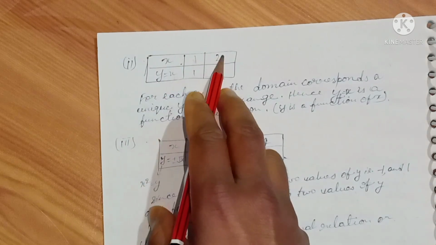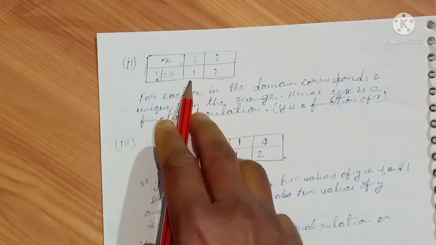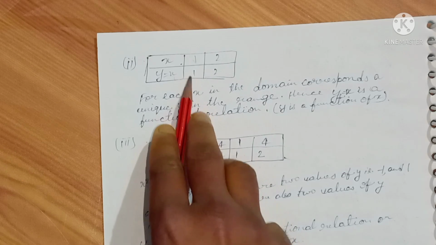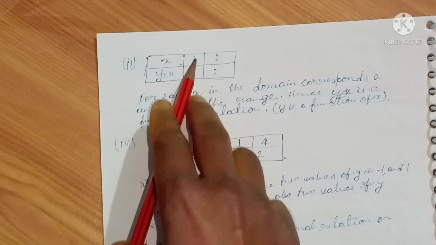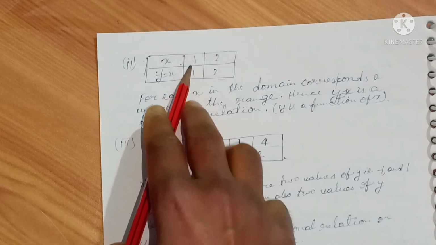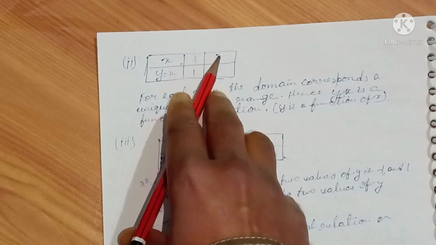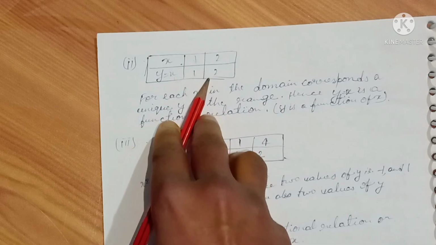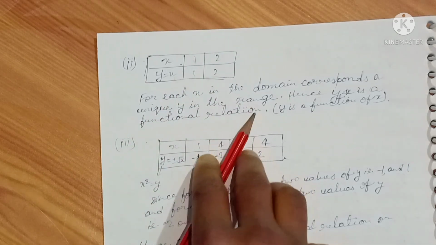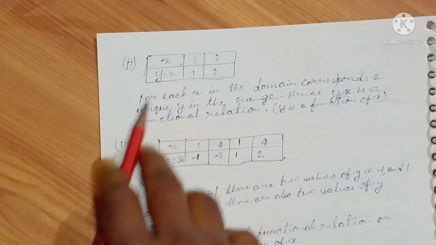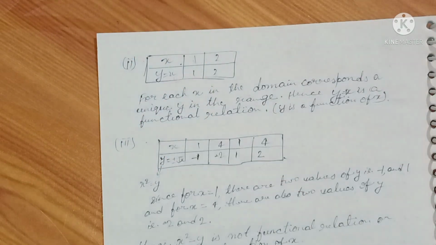So that's why we can write the relation y equals x. So x is 1 and 2, and for this 1 and 2, the value of y is 1 and 2. So now you can see for each value in the domain, meaning the value of x, there is a unique value in the range, meaning the value of y. So that's why this is a type of function. Okay, so y equals x, this relation is a function.